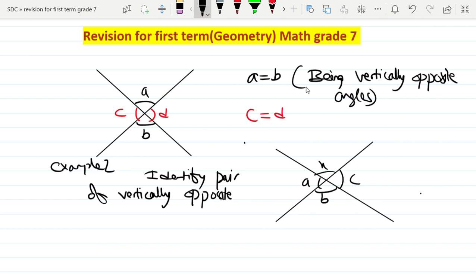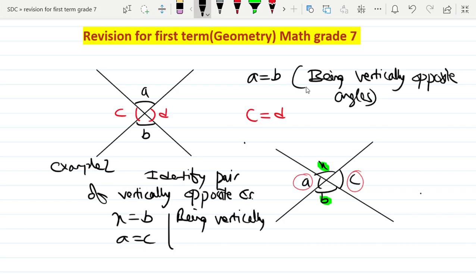Here we clearly see x is vertically opposite with b, and a is vertically opposite with c. So we mention here that x is equal to b and a is equal to c. These are the pairs of vertically opposite angles. So you say here, being vertically opposite angles. Okay, so we go with the next now.